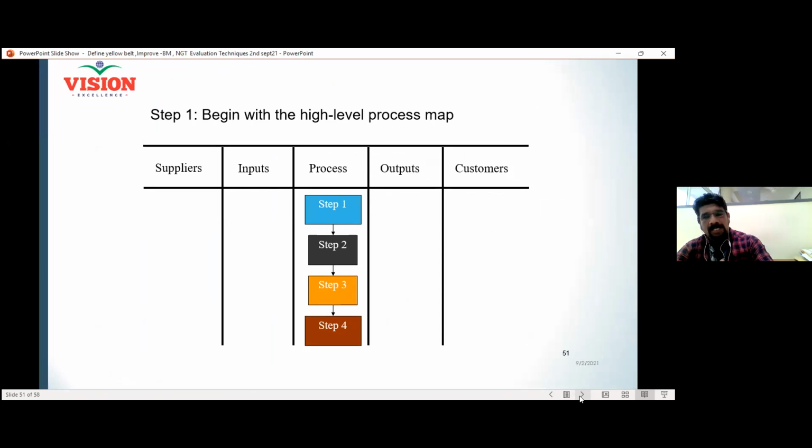What is step 1, what is step 2, what is step 3, and what is step 4? So we have to start with the process in the high level process map. You cannot start with supplier, you cannot start with input or output. So we have to identify all the steps involved in the process.